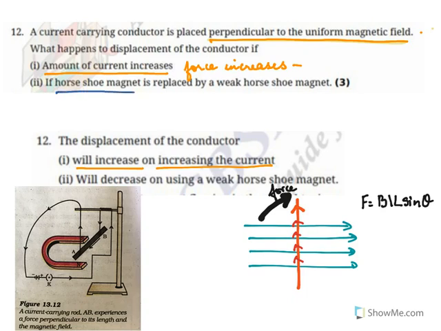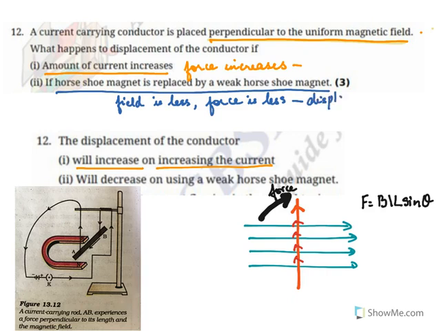Next is, if the horseshoe magnet is replaced by a weak magnet, means if the magnetic field is decreased, you'll definitely agree that the force also will decrease. So if the field is less, the force is less. If force is less, displacement is less. So displacement will decrease using a weak horseshoe magnet.